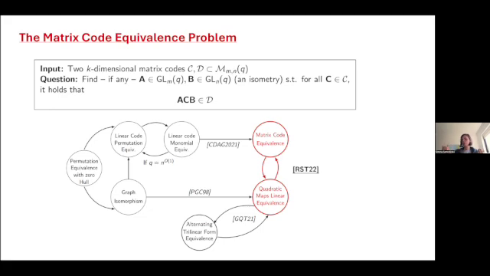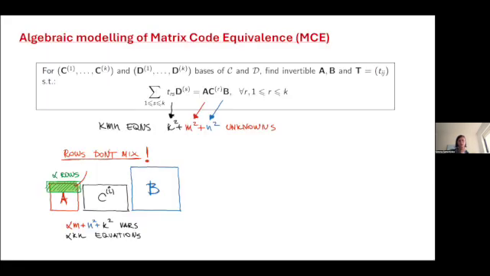We did some work on this to figure out how difficult this problem is, and we could put it into a complexity class where we know, for example, the asymptotic complexity. But what is interesting is the practical complexity. One way is to model this algebraically. The easiest way is to take two bases of the code, C's and D's. Now we can write this as a system of equations where we want to find these matrices A, B, and T that give us the isometry. And it's easy to write this as a system of equations, something like this.